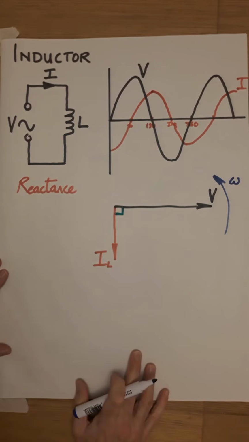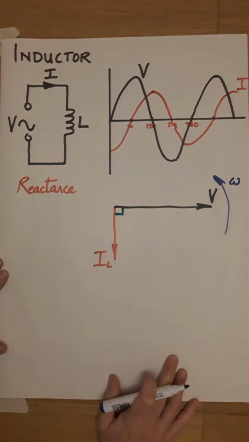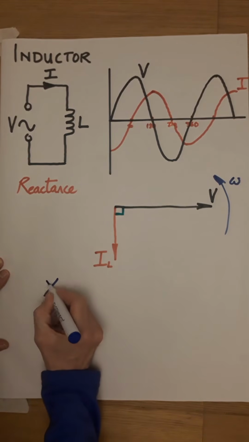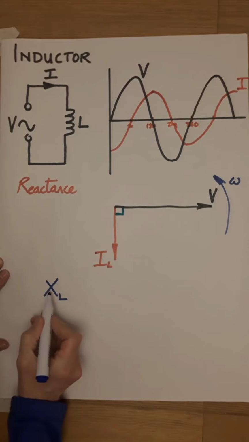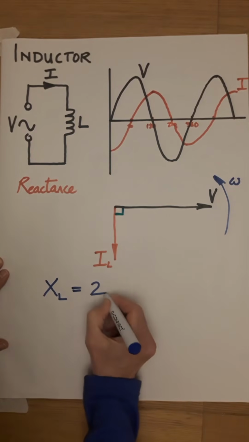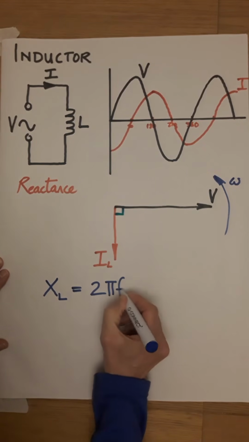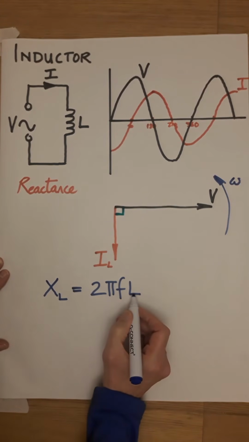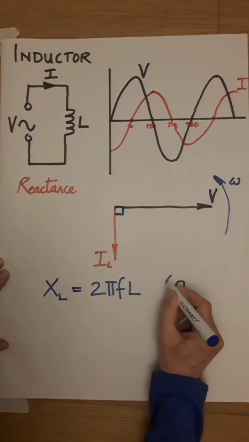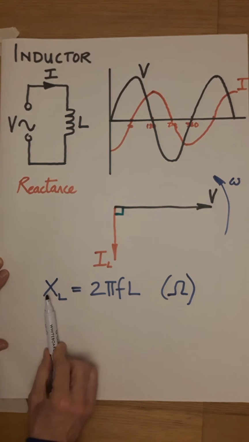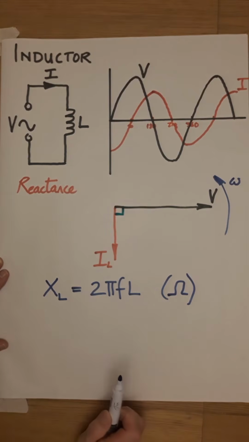Okay, so this opposition to current flow has a formula that goes with it. So we talk about inductive reactance, XL. This is reactance, and it's for the inductor. Inductive reactance is 2 pi FL. 2 times pi times the frequency times the value of the inductor in henries. And that's going to be measured in ohms. So instead of us having resistance as the opposition to current flow, we now have reactance as the opposition, still measured in ohms.